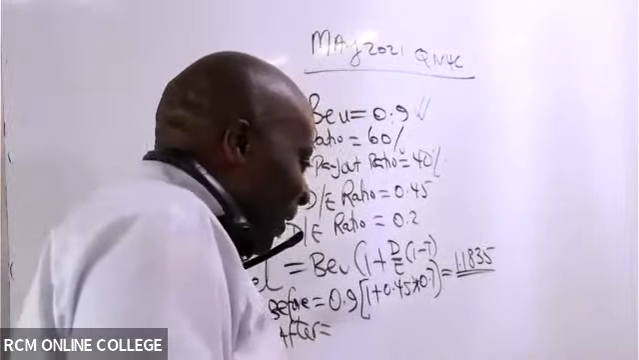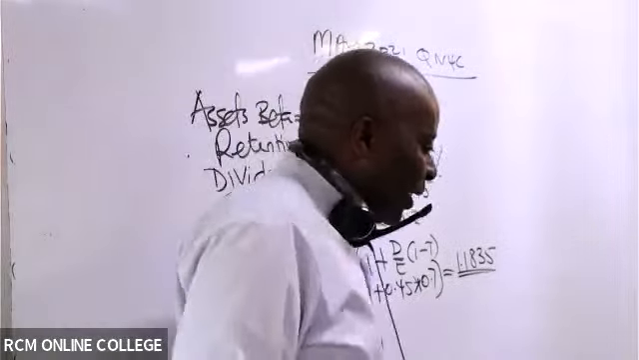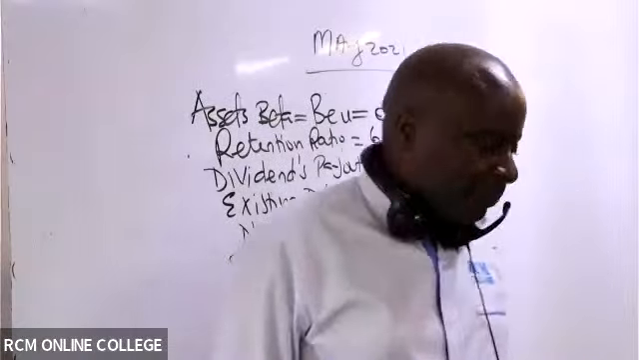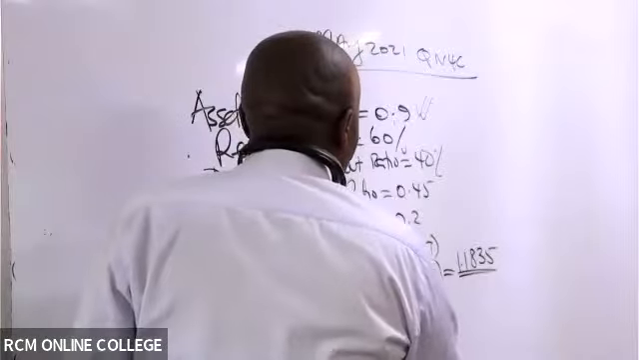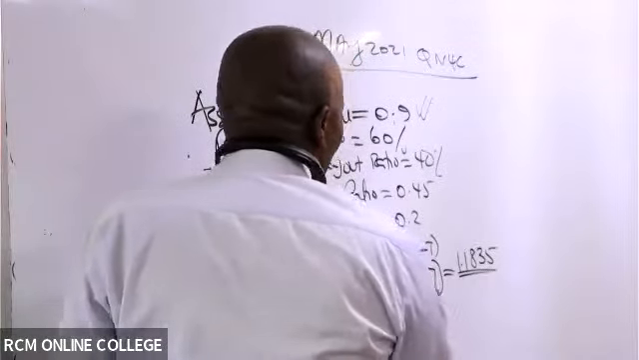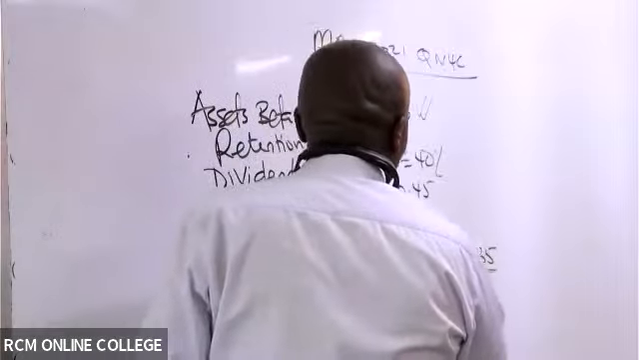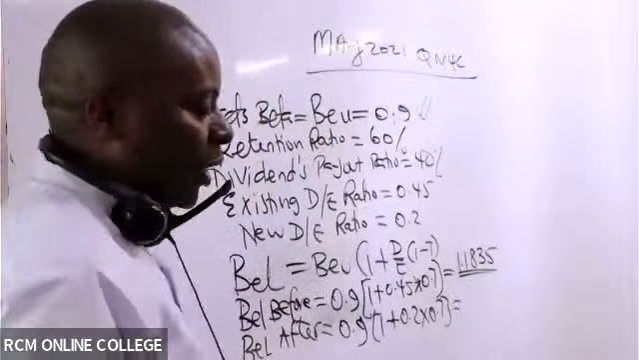So you see BEL after. I have this 0.9 will remain, isn't it? Into 1 plus the after debt to equity, the new one, which is 0.2, times the 0.7. So then at the end of the day, what figures are we able to get?